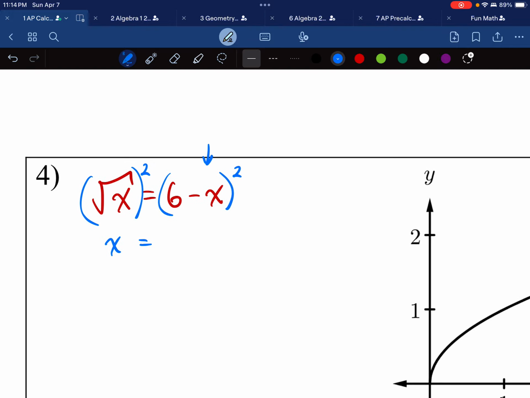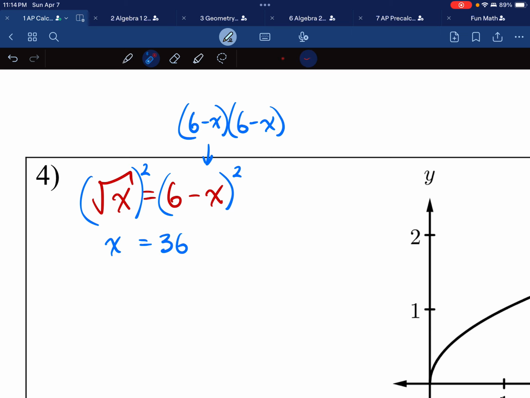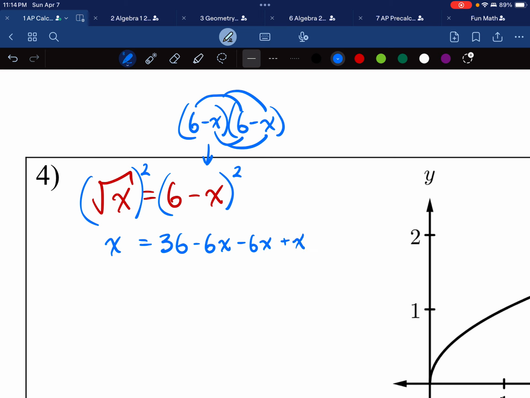This is the same thing as 6 minus x times 6 minus x. And if you do 6 times 6, you get 36. If you do 6 times negative x, you get negative 6x. And maybe I should be writing out my work. I just did that. Now I'm going to do this one. Negative x times 6 is another negative 6x. And then this negative x times negative x is a positive x squared.